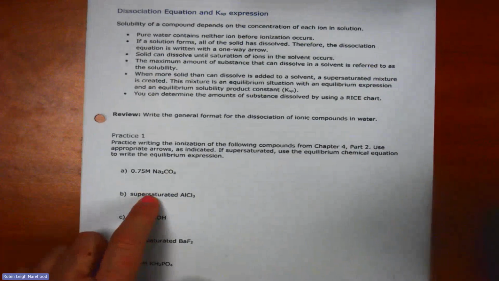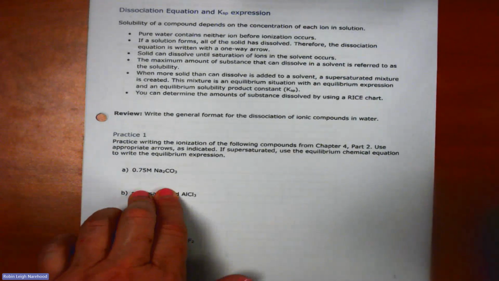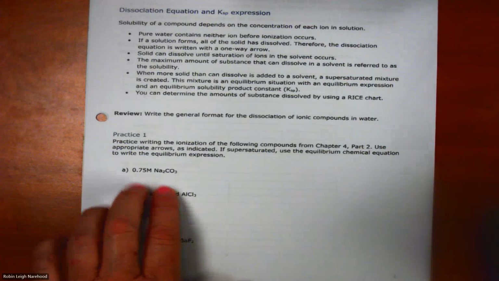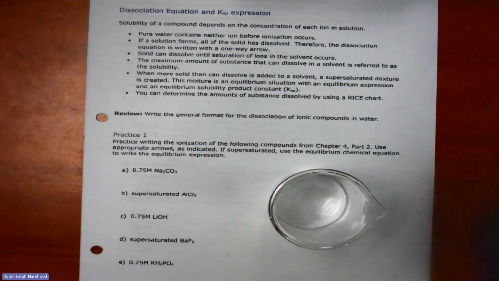I made it real obvious for these examples when it was supersaturated, but if I didn't put that amount there, then it would be supersaturated. Okay, so if we're going to make sodium carbonate and it's going to be a certain molarity, that means that it should be something that completely dissolves.